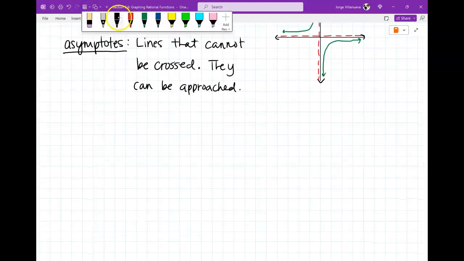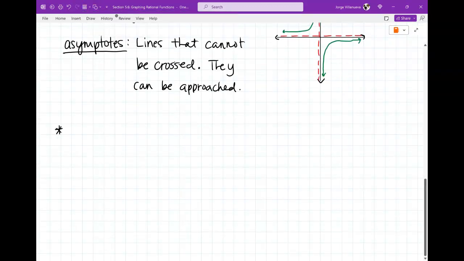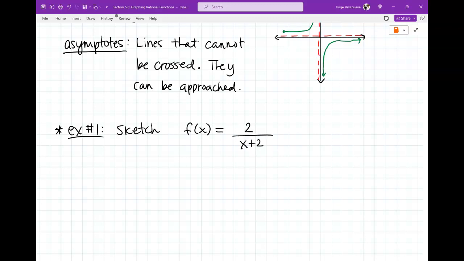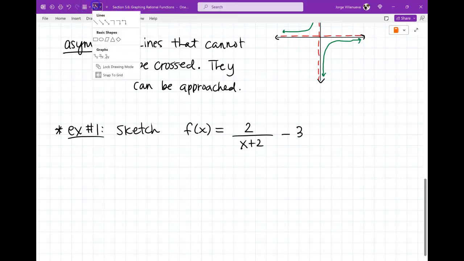So here we go. Let me show you an example here. These are all from your homework. Example number 1. All right, so we'll try one that looks normal first. They're going to tell you to graph, but I'm just going to tell you sketch. And we're going to sketch this: f of x equals 2 over x plus 2, minus 3. Let me draw a graph here.